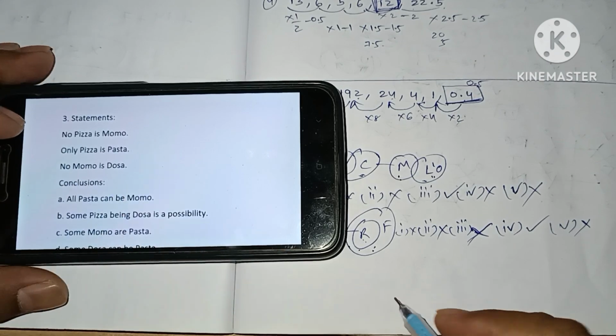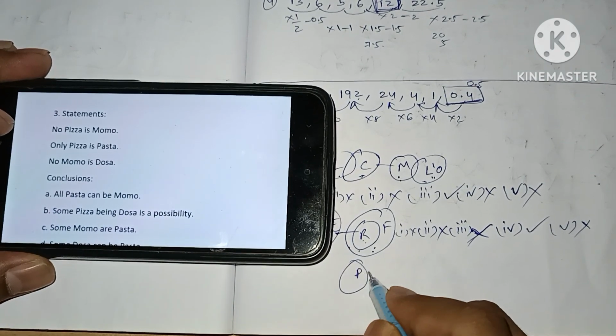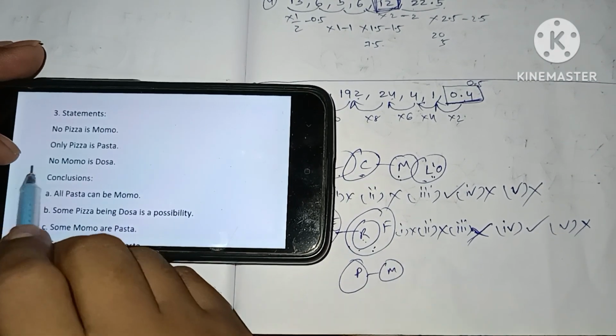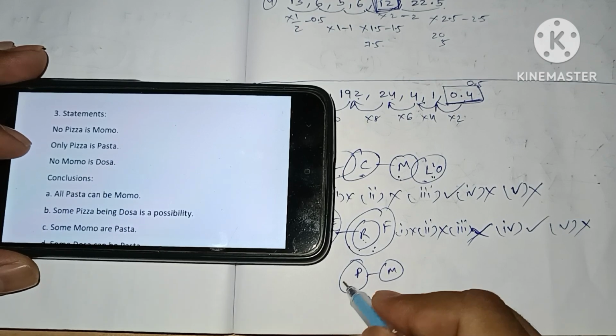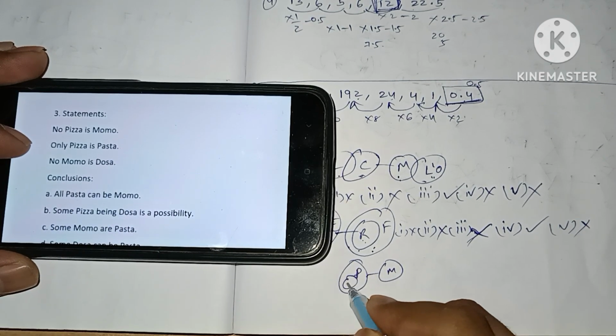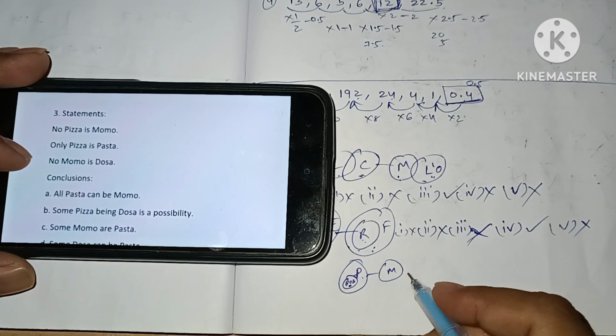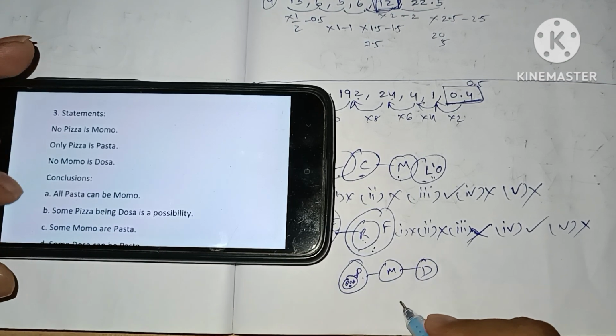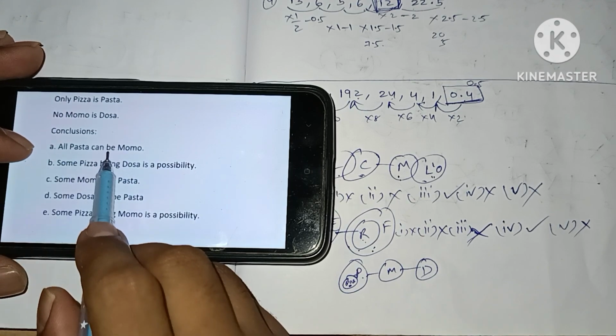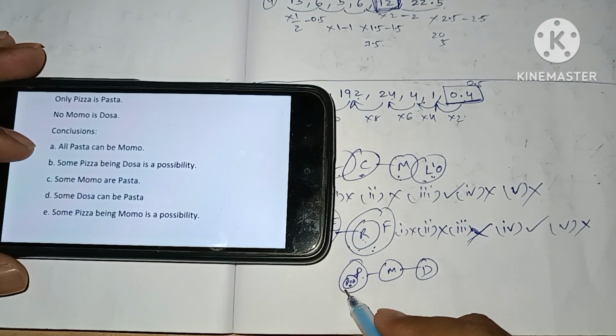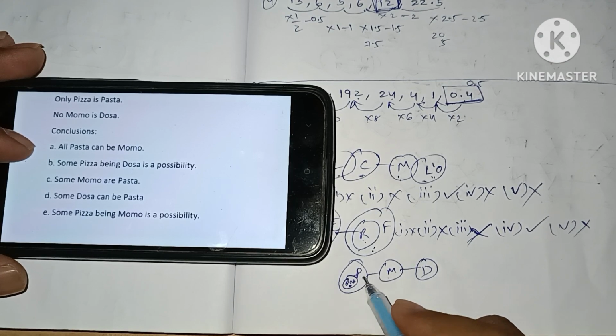No pizza is momo. Only pizza is pasta. So pasta is inside pizza and doesn't share with anything except pizza. No momo is dosa. Now we are going to see conclusions. All pasta can be momo. Pasta doesn't share with anything except pizza. So the first conclusion will be false.